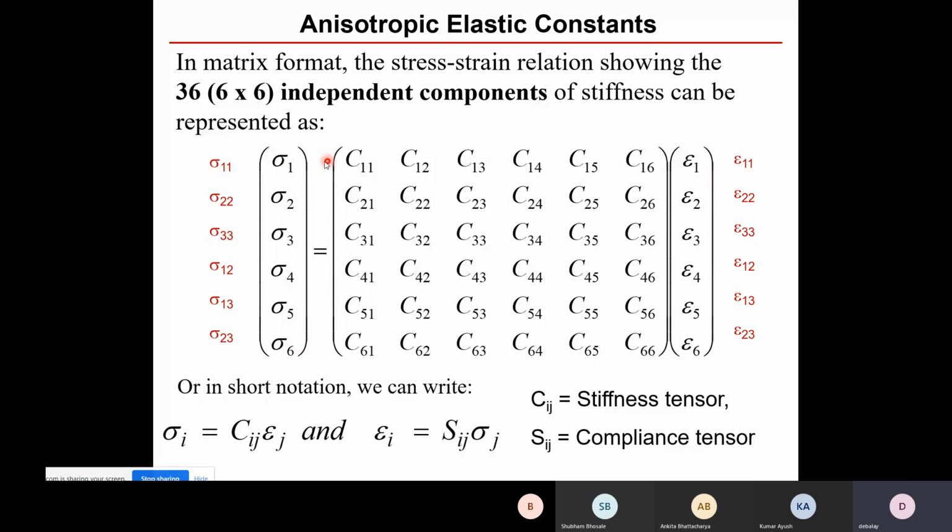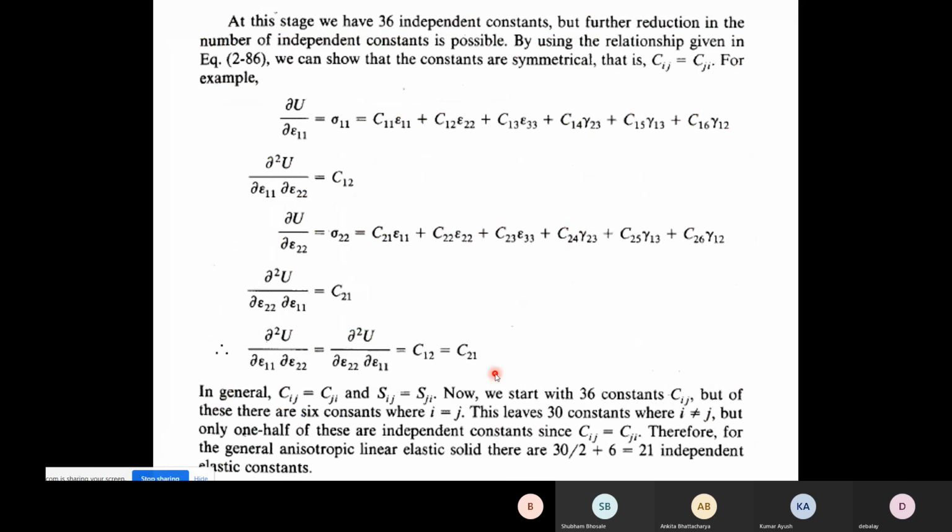So you can write sigma 1 equal to C11 epsilon 11 plus C12 epsilon 22 plus C13 epsilon 33 plus C14 epsilon 14, like that, epsilon 12, 13, 23. So 36 terms will be good enough. If you know 36, 6 by 6, the size of the stiffness tensor comes down to 6 by 6.